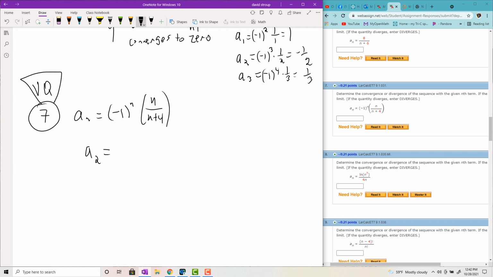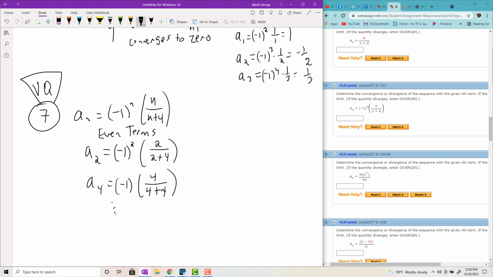Anyways, let's just investigate. Let's look at the even terms here. I think you'll agree that all the even terms are going to be positive because you're basically putting even exponents on -1. And then you'll have 2 all over 2 plus 4. A sub 4 will be (-1) to the 4th times 4 all over 4 plus 4, etc. A sub 2n is going to be (-1) to the 2n, which will be positive. It'll be +1 times 2n all over 2n plus 4.